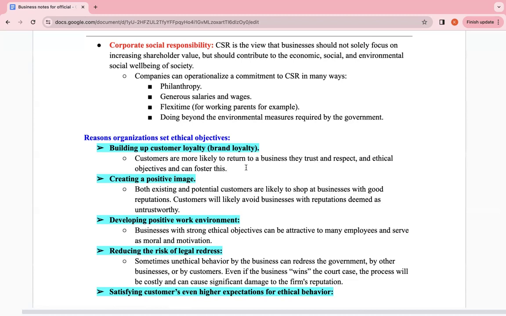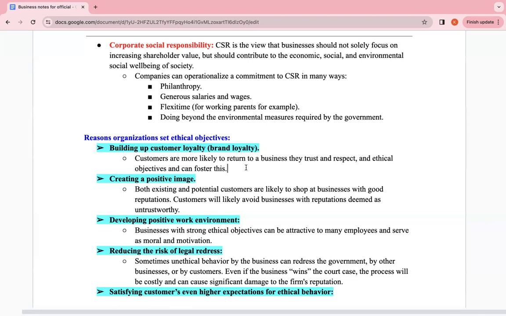Especially that these customers feel like the business isn't just prioritizing making profits, but they also want to do something good. So they build a trust with the business, which makes them more loyal to the business. More loyalty means more customers, which means more profit. So it's a very good situation for the business to be in.